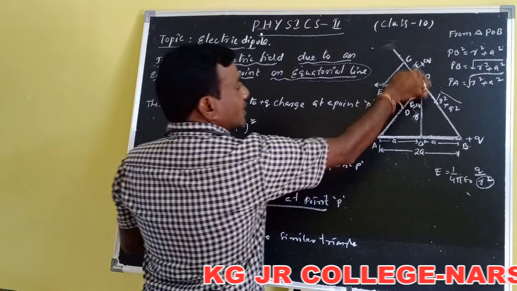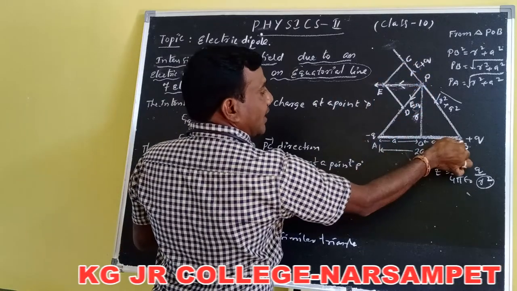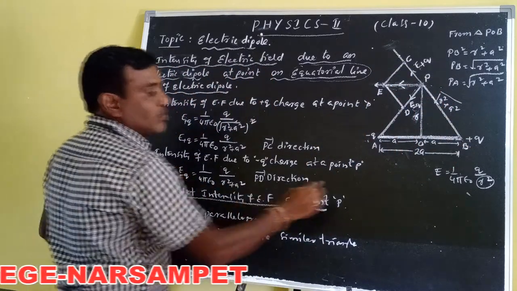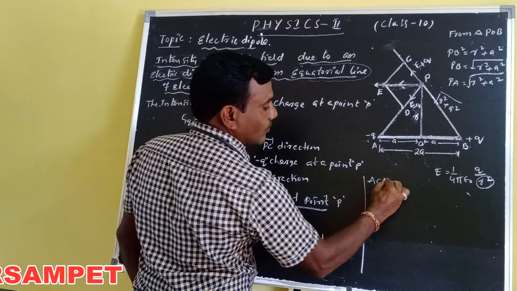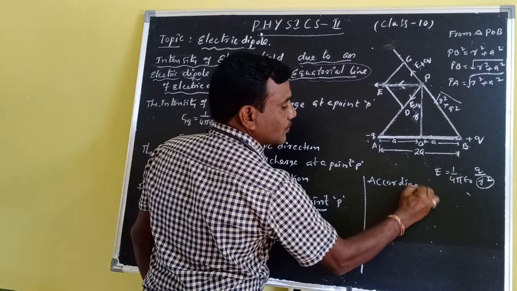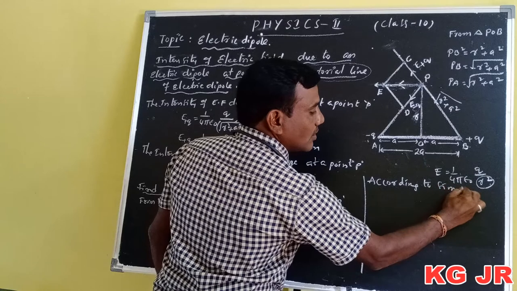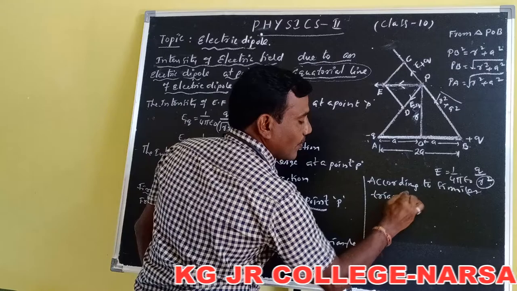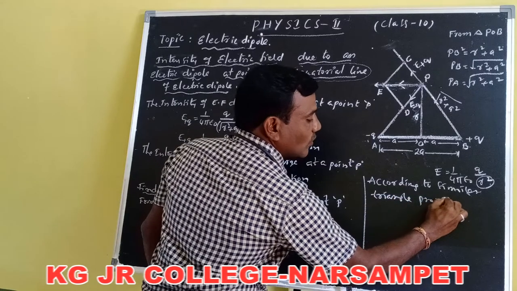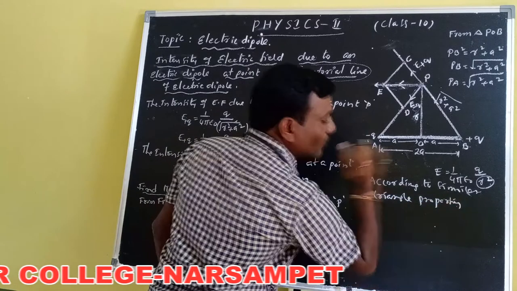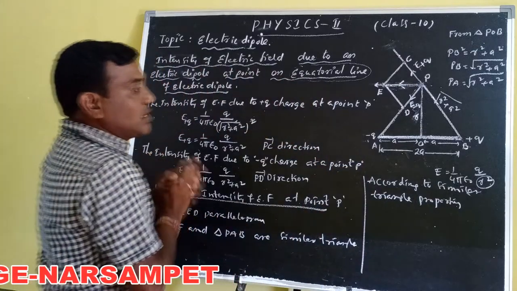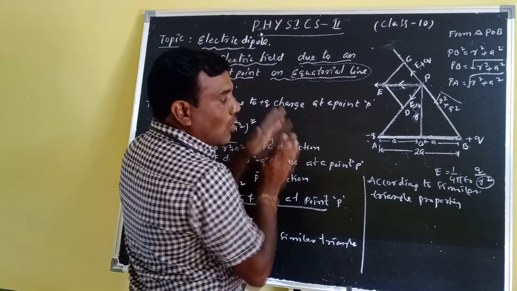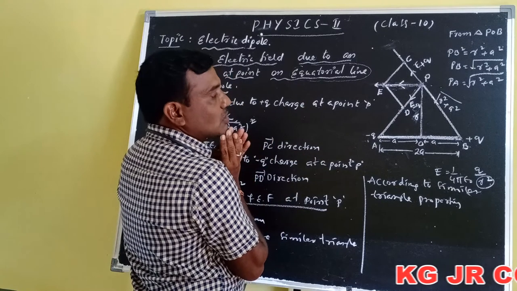Okay. Now these are PCE and PAB. Both are similar triangles. Then according to the similar triangle property. What is the property? All the side ratios of the triangles are equal. What is the meaning of the property? All the side ratios of the two triangles are equal.